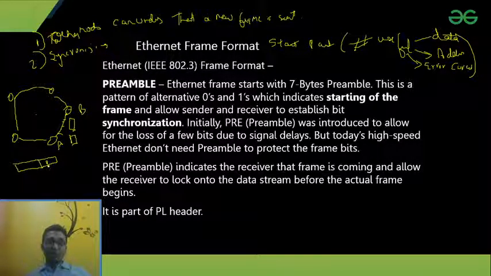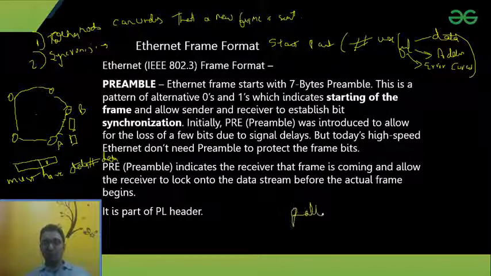And what is actually present in the preamble? As you know, it is used to differentiate between frames. So it must have data which is not present in any of the frames. It must be a pattern which should never be equal to a part of the data, which should not come in any part of the data.